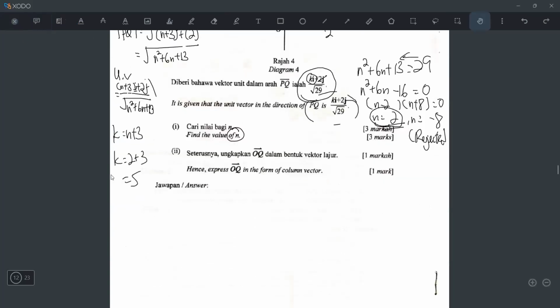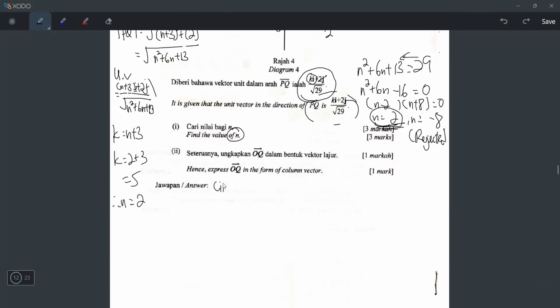Okay, let's go to question B. So remember, this is not the answer. The k is not the answer. This is the answer. It means this one you never do for them also can. Okay, but if you want to write it also can. Just make sure at the end of it you write n equals 2, then they can give you marks here.